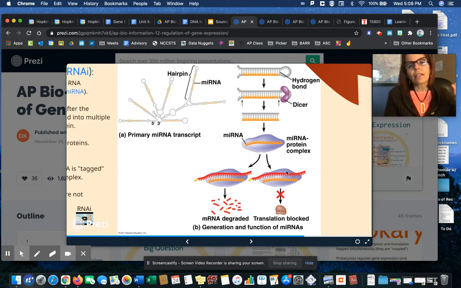Another thing that the interfering RNAs can do is just block translation. So right now, this mRNA can't make it through a ribosome, so the translation has been blocked. Even if it doesn't get cut up, it can't fit in the ribosome, so it's never going to get translated. So that is another way of controlling gene expression.